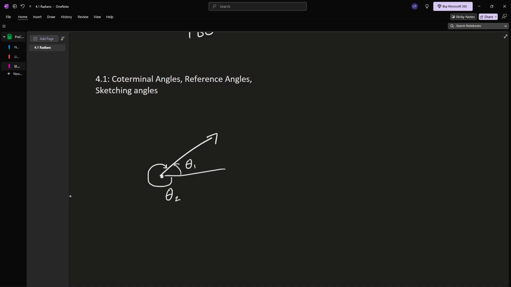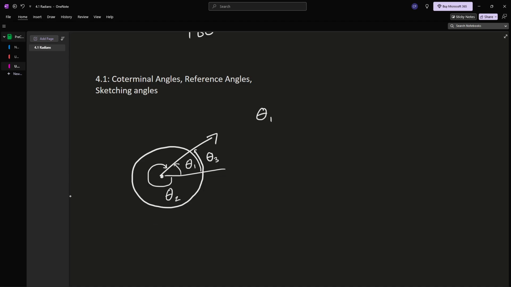Let's think about it real quick. What relationship do you think this has, theta 1 to theta 2? Let's also make up a theta 3 as well. So theta 1, theta 2, and since we like to go counterclockwise, I'm going to make a theta 3. So I'm going to go around once and just go back right there. Theta 3. What relationship do you think theta 1 and theta 3 have together?